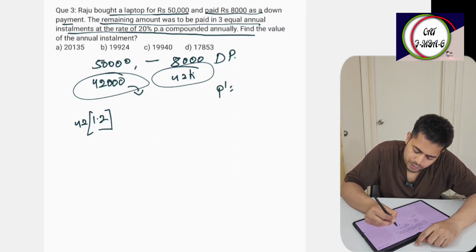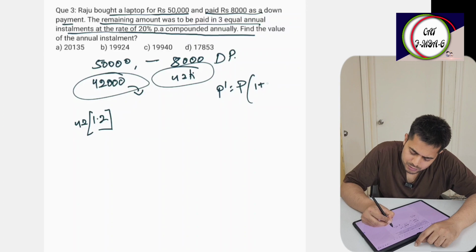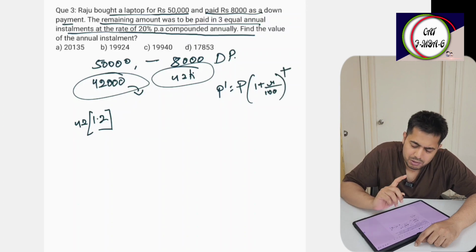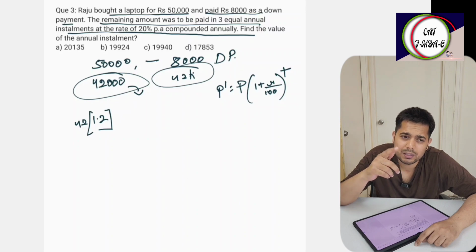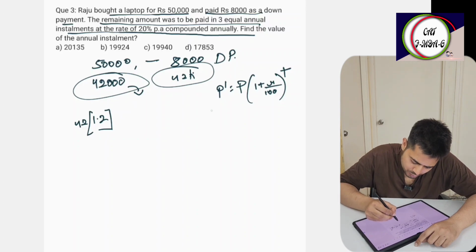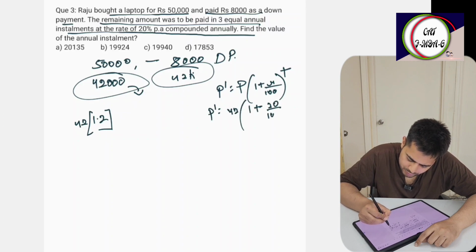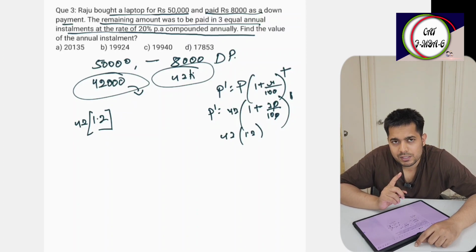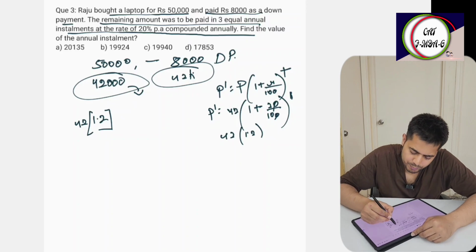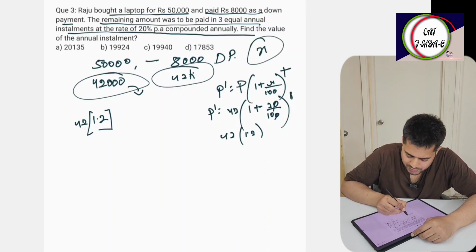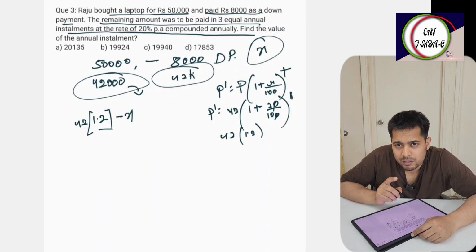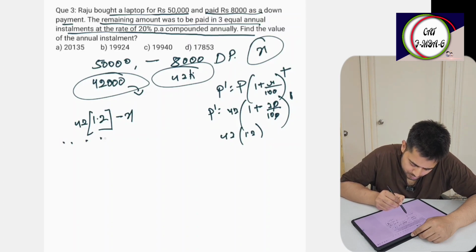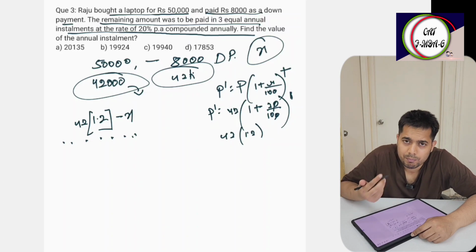Because P dash is equal to P into 1 plus R by 100 to the power T. Because it is compounded annually, N is going to be 1. So here P dash will be 42 into 1 plus 20 by 100 to the power 1. So 42 into 1.2. Okay. After first year, let us say he pays an installment of X rupees. So minus X. So for the second year, this whole amount is left to be compounded.